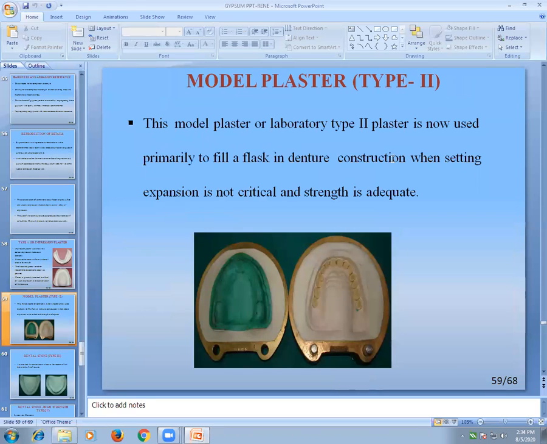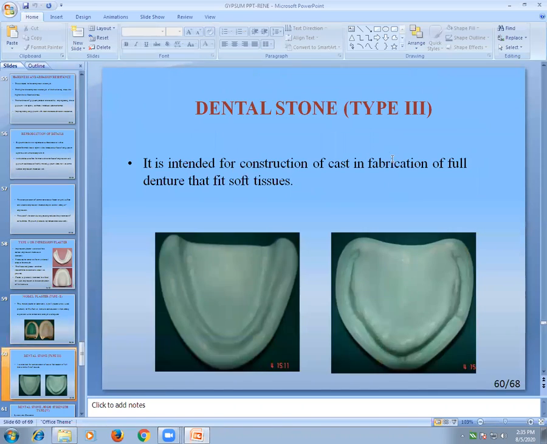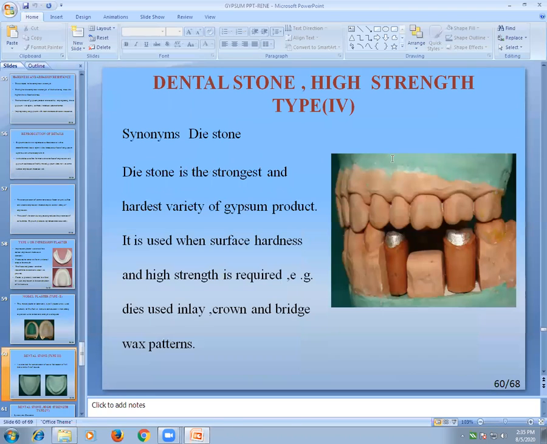Model plaster, that is type 2. This model plaster, or laboratory type 2 plaster, is now used primarily to fill the flask in denture construction, when setting expansion is not critical and strength is adequate. So the model plaster is used for flasking. Then dental stone, or type 3 plaster, is intended for the construction of the cast in fabrication of a full denture that fits soft tissue.